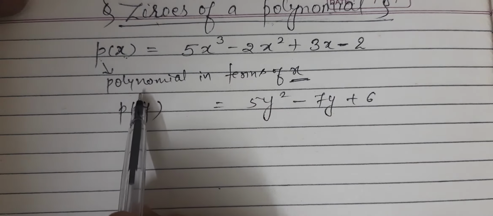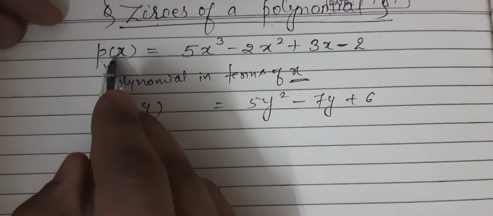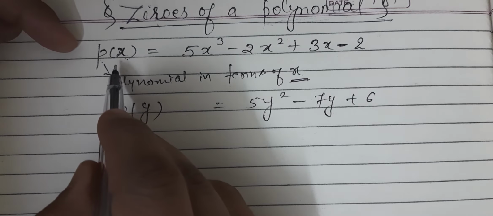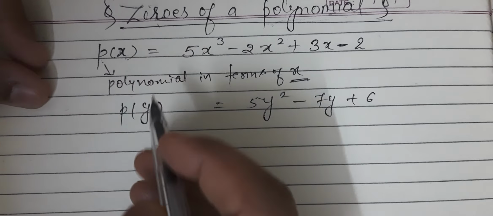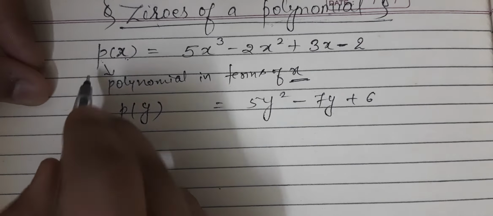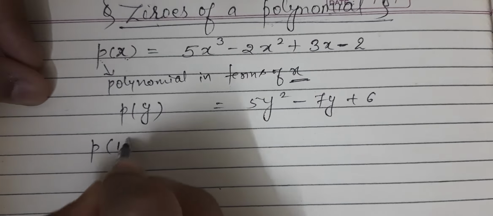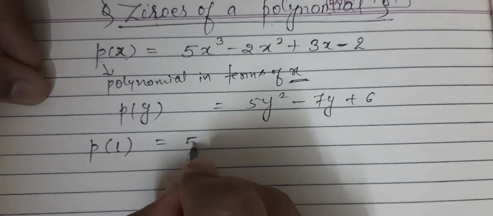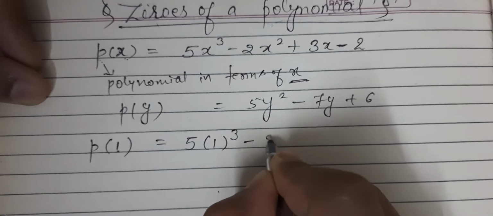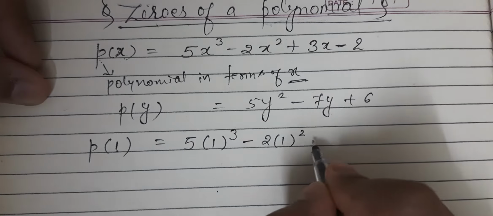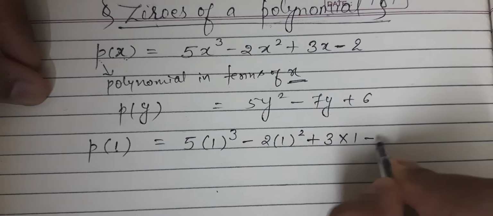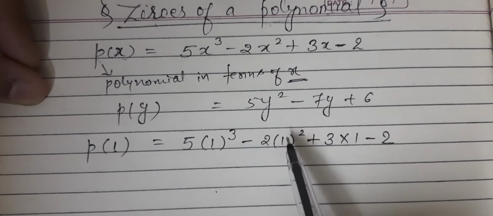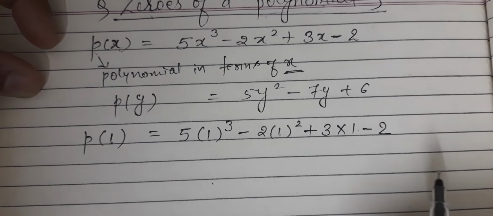Okay, so if I replace this x in this polynomial, if we replace this x by 1, or simply if we put x equals to 1, then what? Okay, so when we put x equals to 1, we'll write it as p of 1, because now at the place of x we will write 1. So here we will get 5 into 1 cube minus 2 into 1 square plus 3 multiplied by 1 minus 2, means at the place of x we have to write 1. Okay, at random I have taken x equals to 1.